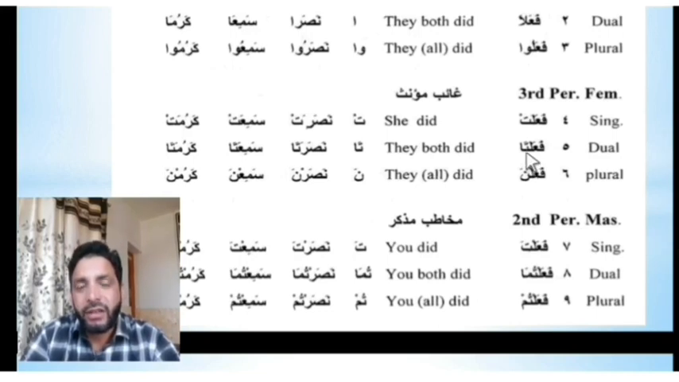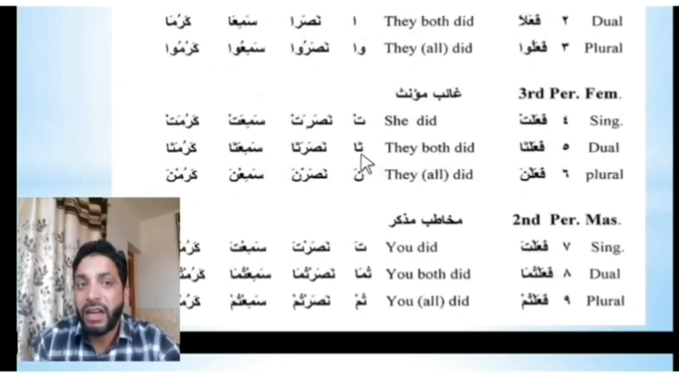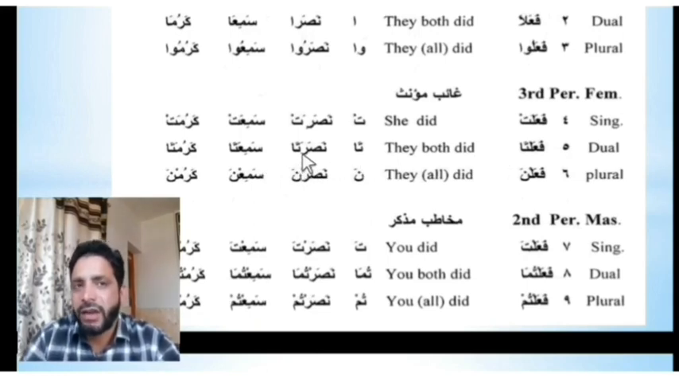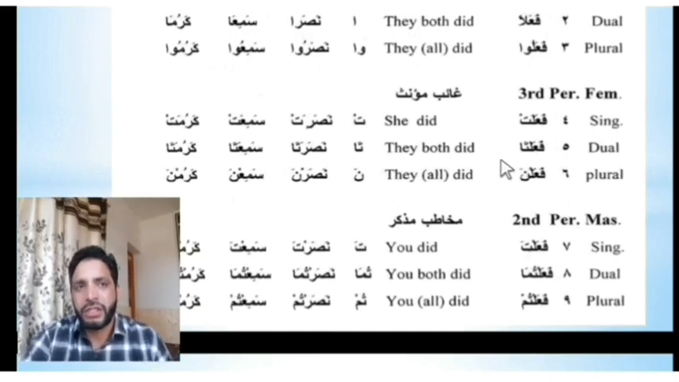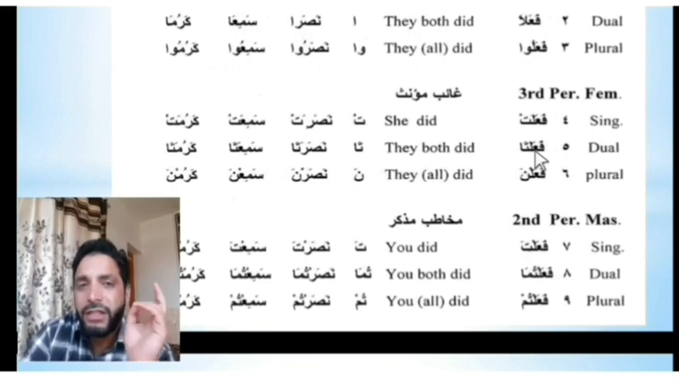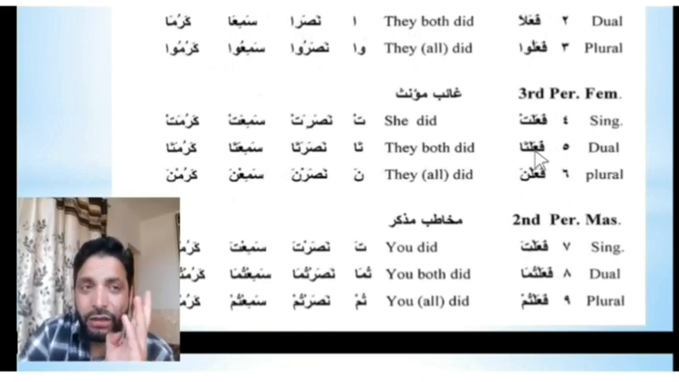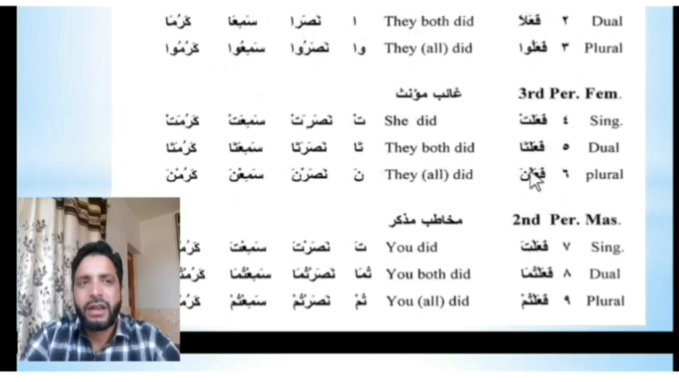Fa'alata. Now we will add ta at the end of fa'ala. It became fa'alata. Fa'alata means they both did. So we added ta to fi'l mazi. It became fa'alata. And the examples are nasarata, sami'ata, qarumata. So fa'alata means they two or they both did. So it represents muthanna. Muthanna means dual. Al-mu'annath means feminine. Al-gha'ib means third person.